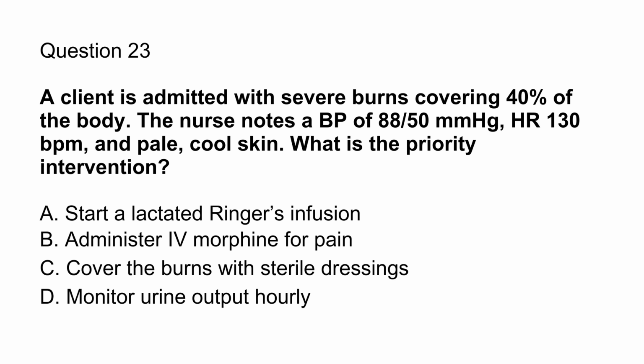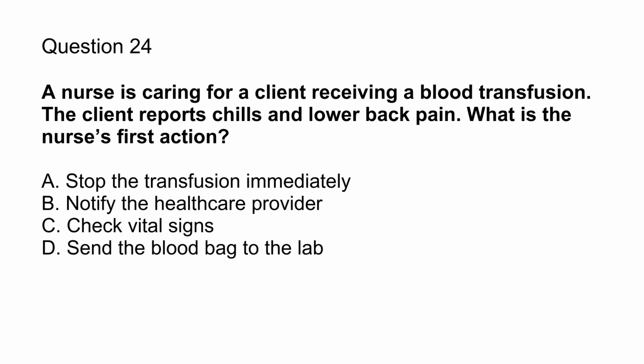23. A client is admitted with severe burns covering 40% of the body. The nurse notes a BP of 88/50 mmHg, HR 130 bpm, and pale, cool skin. What is the priority intervention? A. Start a lactated Ringer's infusion. B. Administer IV morphine for pain. C. Cover the burns with sterile dressings. D. Monitor urine output hourly.